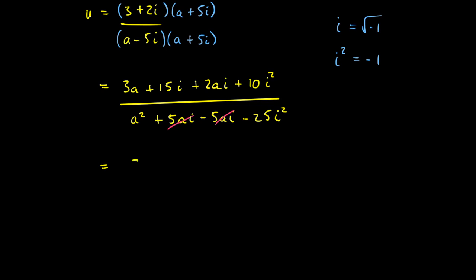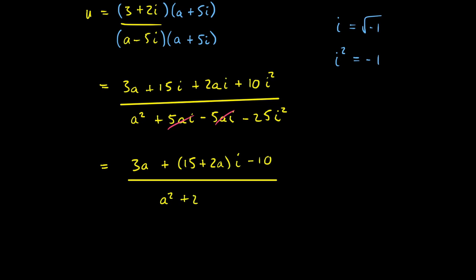So we're going to get 3a, 15i plus 2ai. So I'm going to write that as bracket 15 plus 2a, i. And 10 times -1 is minus 10. And then on the denominator, we have a squared. Negative 25 times -1 is going to be positive 25. So we get a squared plus 25.